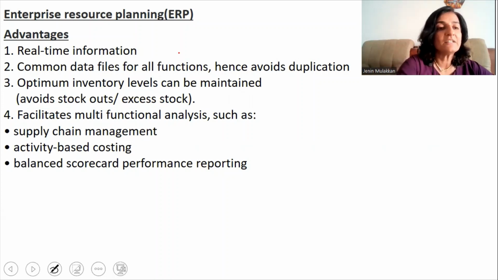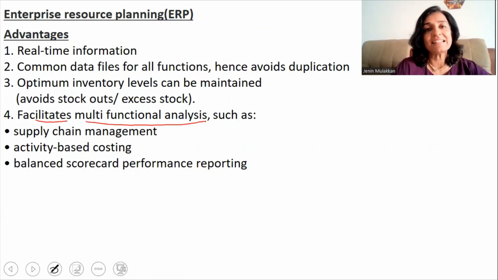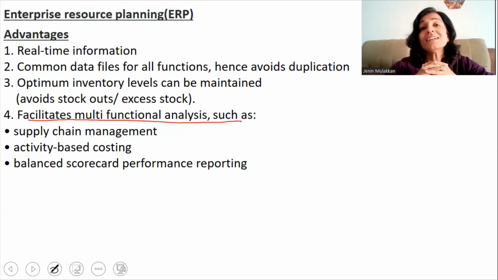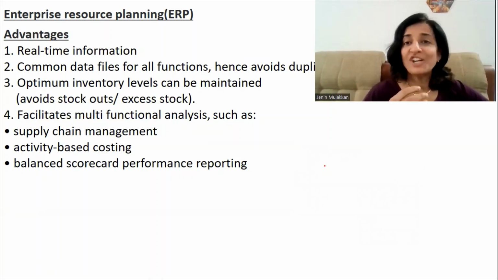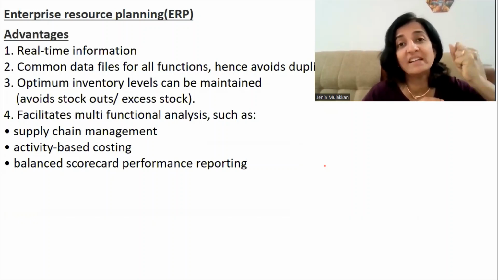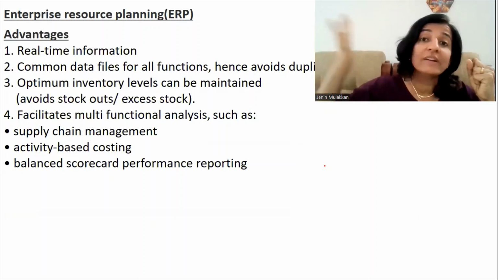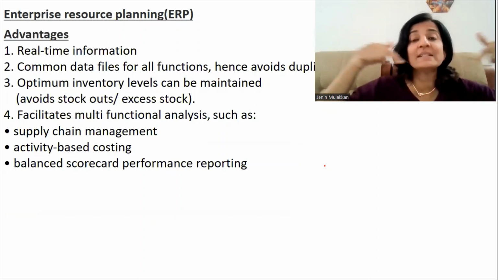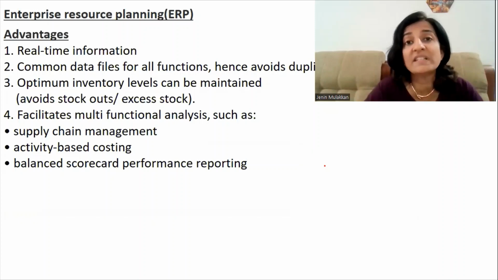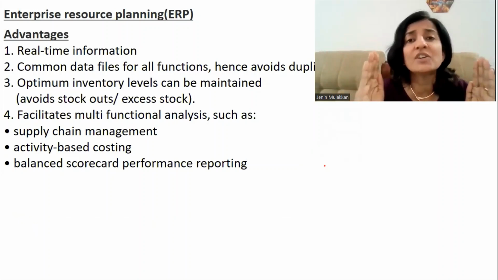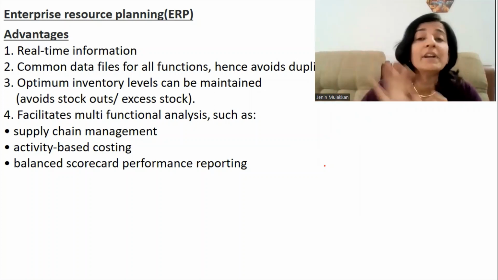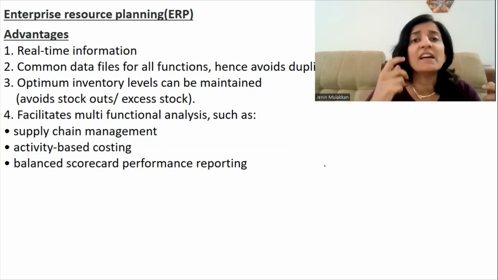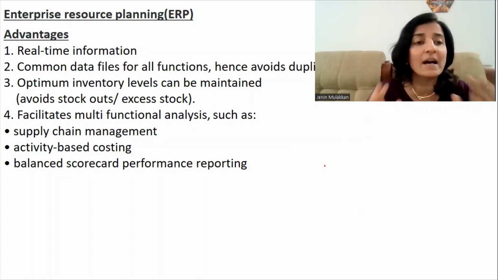Now, the next advantage is it facilitates multifunctional analysis. Now, all the functions are linked to the central database. So it becomes very easy for supply chain management. Now, supply chain management means coordinating the activities right from the time you get the raw materials from the supplier till the finished goods reach the ultimate customer. So managing the supply chain became very easy once ERP was implemented because everything is reflected in the central database. So we can always ensure on-time receipt of raw materials and on-time delivery of finished goods because everything is reflected on a real-time basis in the central database.